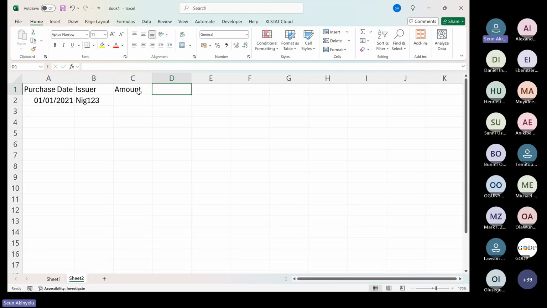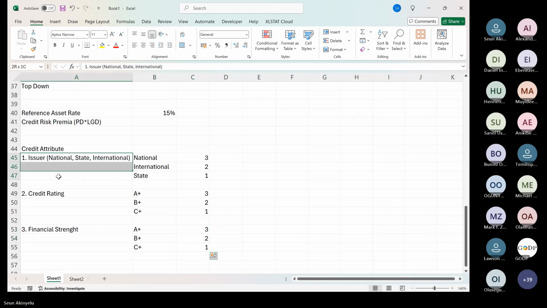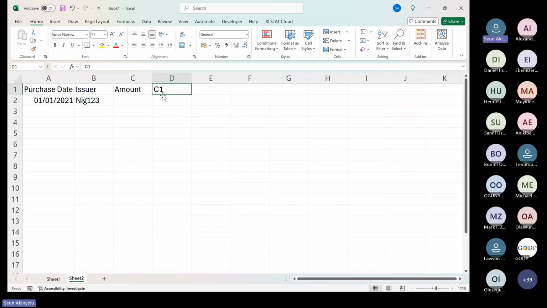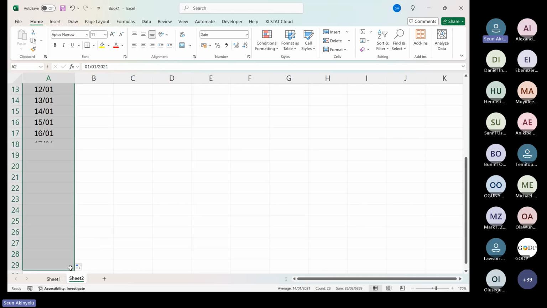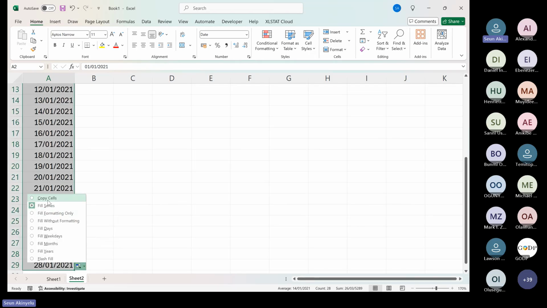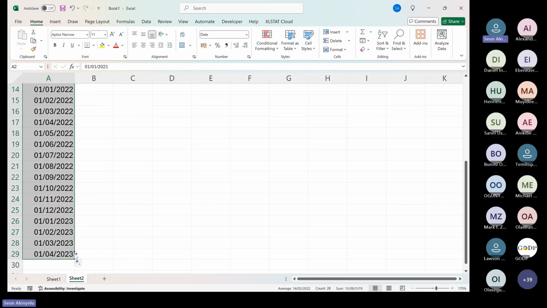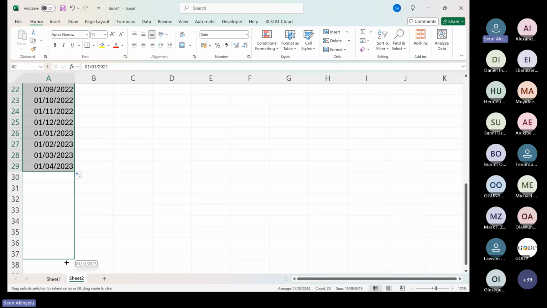So what I want to put here now is credit attribute 1. Let me even copy them from here: issuer, credit rating, financial strength. So I'm going to assume some things here. Let me just drag this one down a little. I want to teach you how to calculate the PD now and the LGD. That's what I'm doing now. Let me say a few months, so that it will be small and look like real life data.